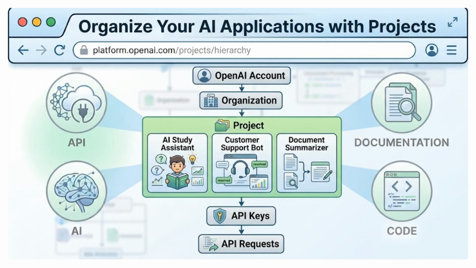Next, let's understand how projects help us organize our AI applications. At the top, we have our OpenAI account. Within the account, API resources can be organized through an organization and individual projects. A project can represent a specific application you're building. For example, we might have one project for an AI study assistant, another project for a customer support bot, and another for a document summarizer. Keeping applications in separate projects makes it easier to manage their API resources and monitor their usage. Each project can also have its own API keys. Our application uses these API keys when sending requests to the OpenAI API. So projects give us a clean and organized way to manage multiple AI applications from the same OpenAI account.